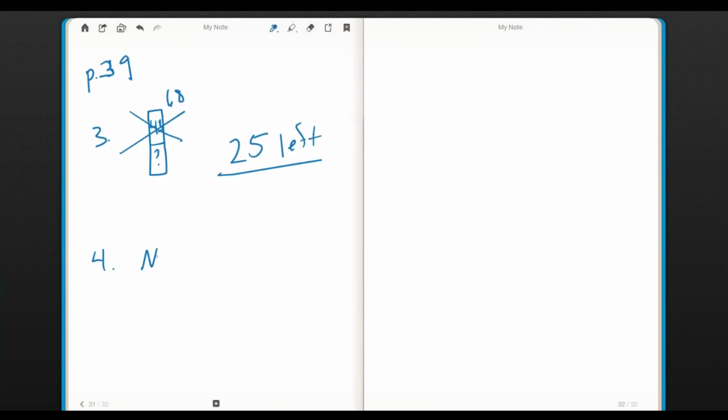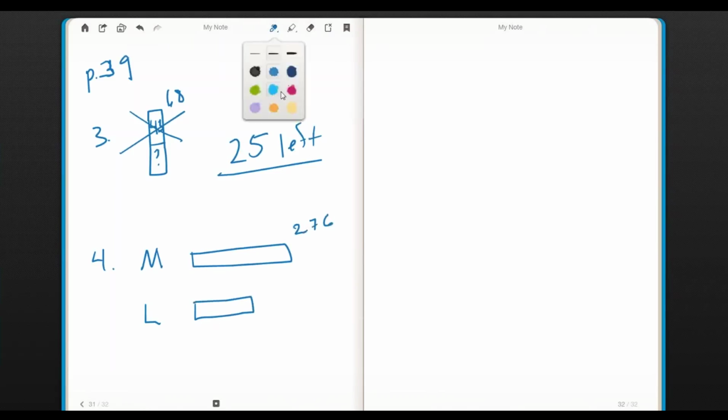Number 4, Morgan saved 276. She saved more than Lily. So here's Morgan's and here's Lily's. And I know that Morgan has 276. I know that if I drew the line to where Lily's and Morgan's were equal, that Morgan had 54 more than Lily. And what's the question they're asking me? The question I'm trying to find for this problem is, how much does Lily have?